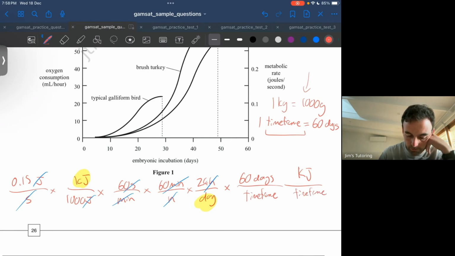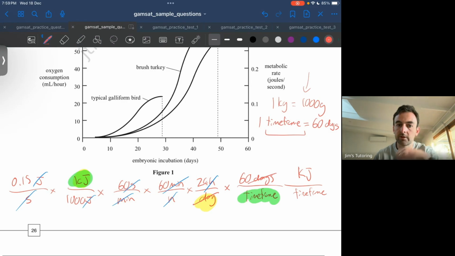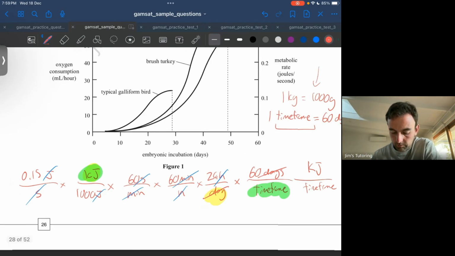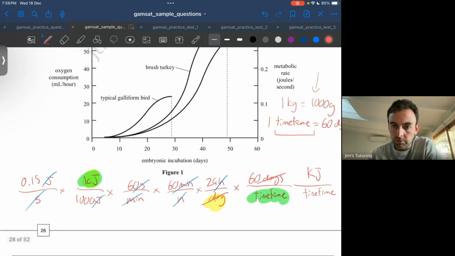So if you look at our final units now, we've got kilojoules per time frame. The days are cancelled out, and it means we end up multiplying by 60. So that's what you said intuitively. You said, well, if we have the average per day, we just multiply it by 60 to get it per 60 days.